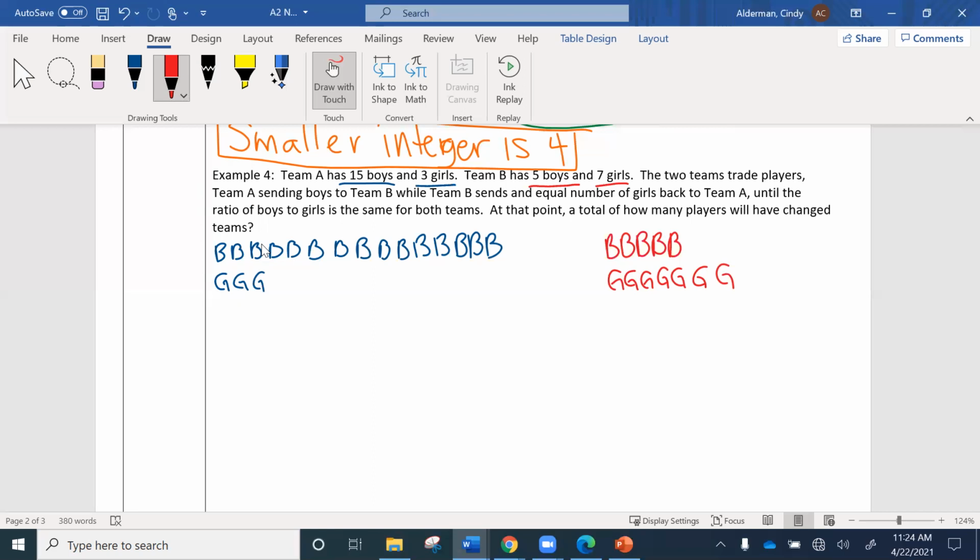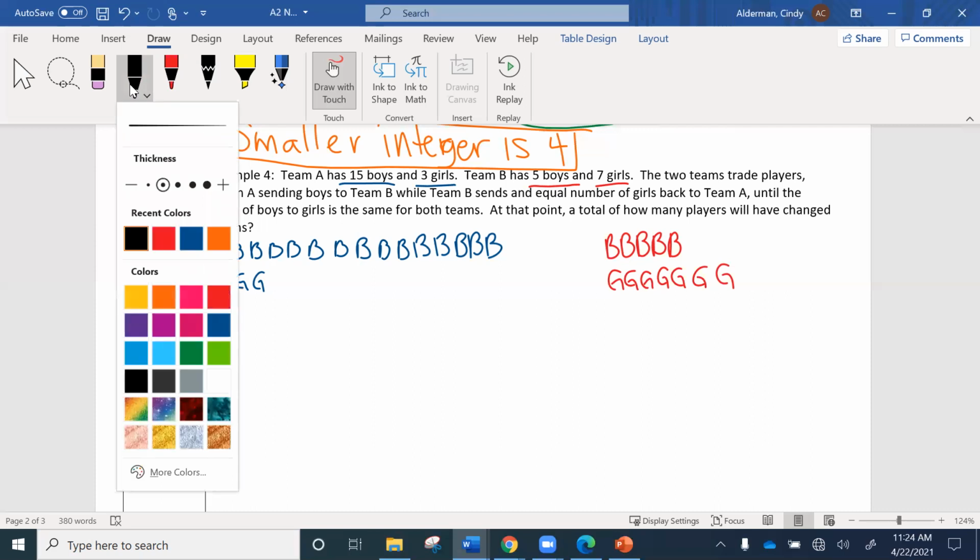So if we look at what we have now, initially we've got 15 to 3, and that ratio certainly doesn't equal 5 to 7, right? Those are not equal ratios. So what we want to do is move some of the boys from one team to the other team and move some of the girls from one team to another team until we get a fraction that is equivalent.